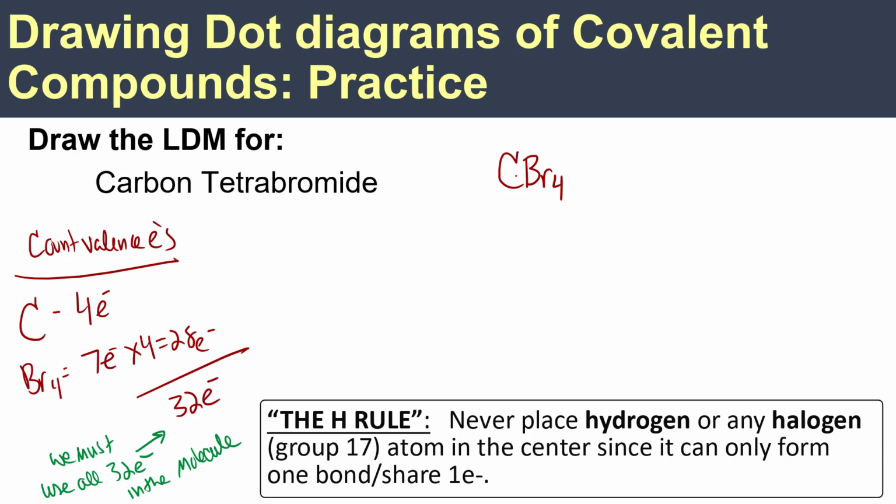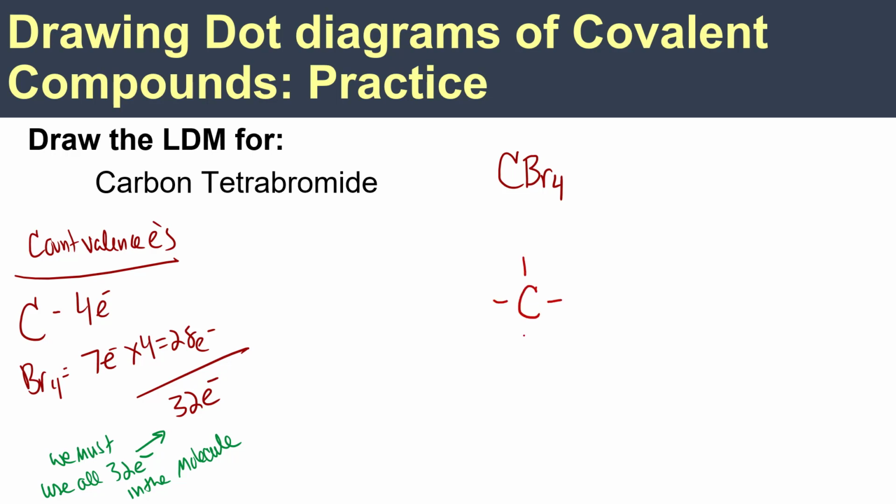So in this case, we have carbon bonded to a halogen from group 17 here. So I am not putting bromine in the middle, which means I am putting carbon in the middle. And at 12 o'clock, 3 o'clock, 6 o'clock, and 9 o'clock, I am adding my bromine atoms into my dot model. That brings us to step 3.